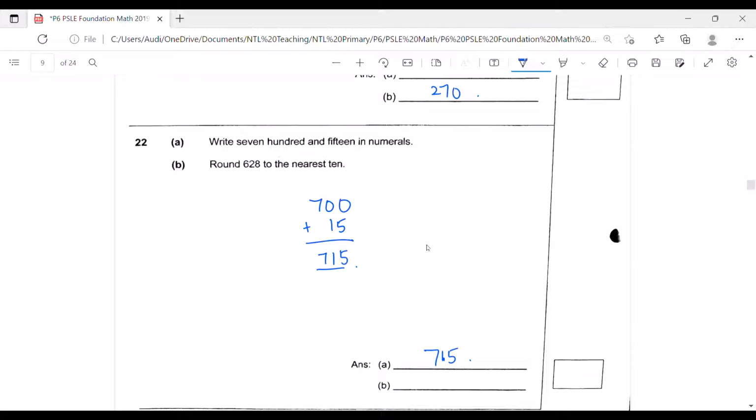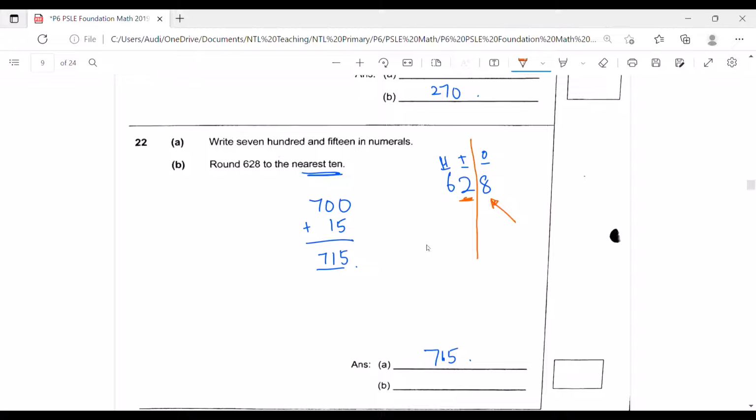Part B, round 638 to the nearest 10. So first we label the digits. This is ones, this is tens, and this is hundreds. Because we are interested in the nearest 10, we're going to underline the 10, draw a line across, then draw an arrow like this.